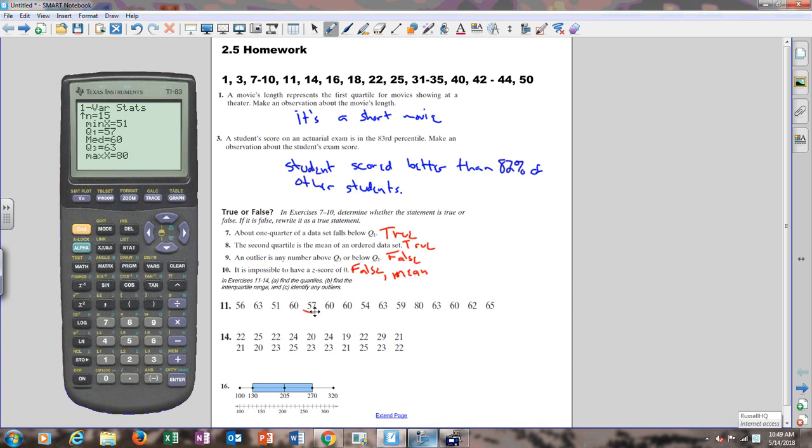Go over to calc, one var stats. I can find my quartiles by just scrolling down. So Q1, 57, median is 60, Q3, 63. Might as well list your min, 51, and your max, which is 80.